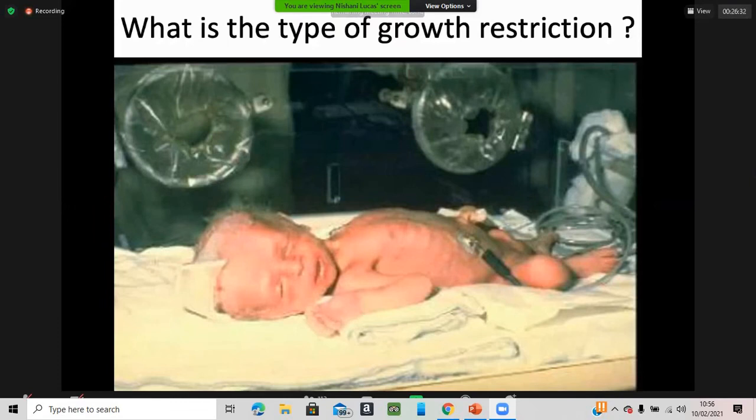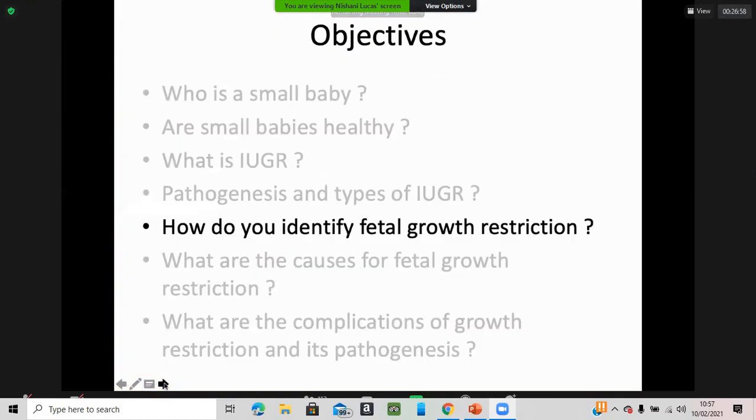Type 1 restriction. Is it? Doesn't the head look a little bigger than the rest? In type 1 restriction, or a symmetrical one, I would expect the head to be smaller. I would think this is more like a type 2 because the head seems a bit big compared to the rest of the body. Okay.